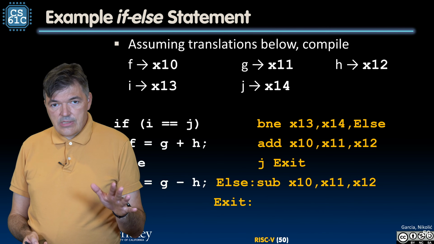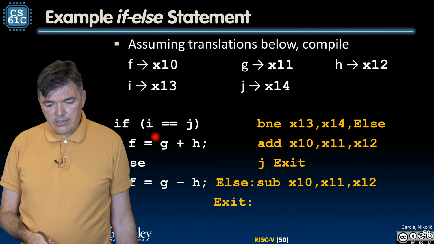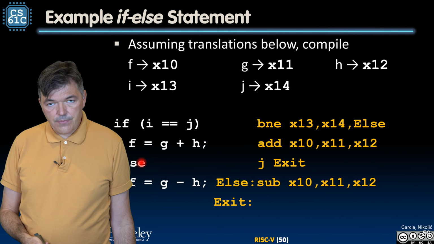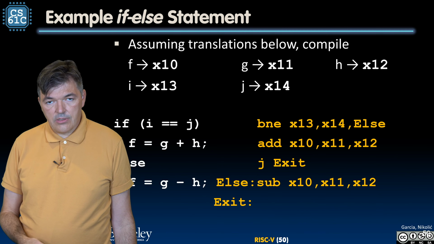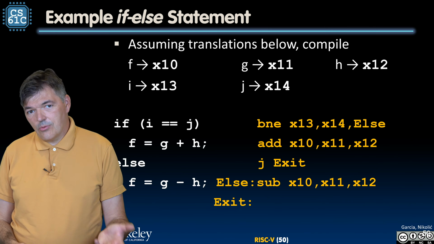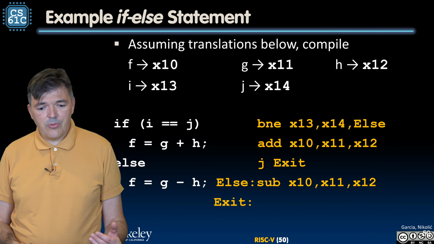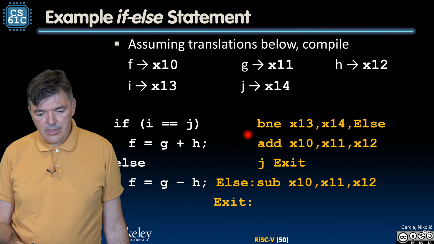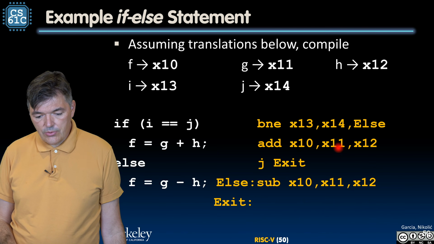Here is another example. It's an if-else statement, and it's exactly the same, except that we added the extra condition here that will take f equals g minus h if i is not equal to j. Now this one you can do in different ways and it'll look similar, but let's stick to the idea that we always flip this original condition. So we'll have bne, and if x13 and x14 are not equal, we will skip to else.